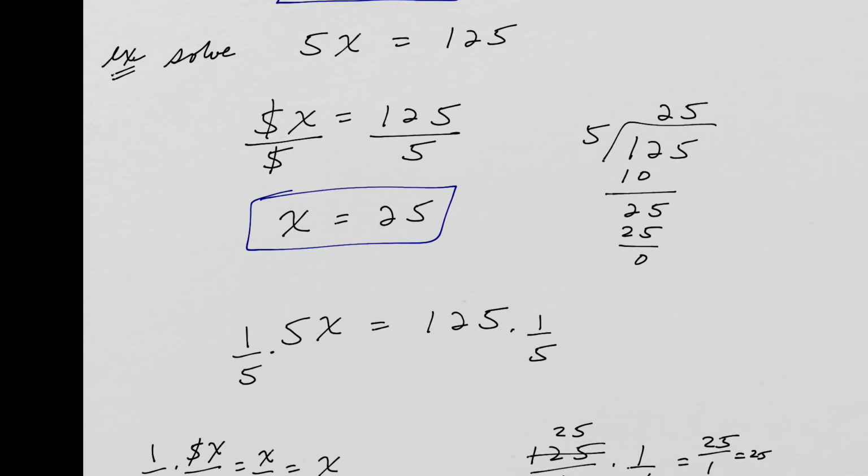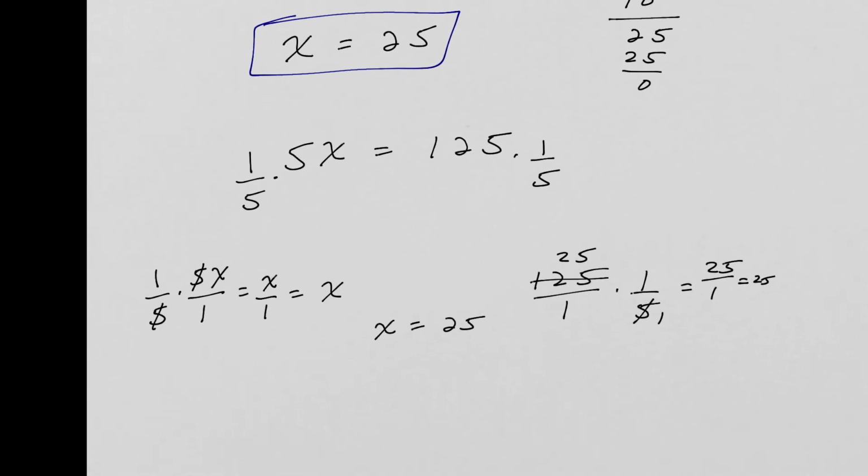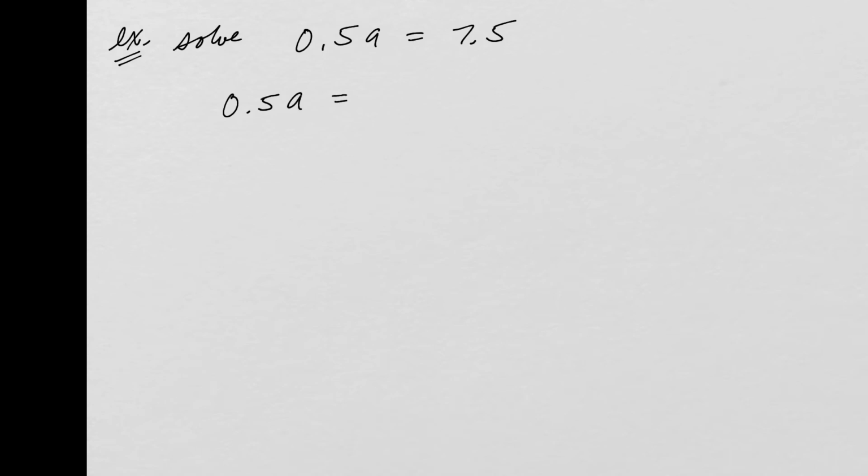All right. What about this? Let's say I want to solve 0.5a is equal to 7.5. Okay, so again, the a is being multiplied by 0.5, right? How do I undo that? Well, I can divide by 0.5. That'll give me 1a, right? These will cancel and I'll get 1a. But whatever I do to one side, I have to do to the other side.